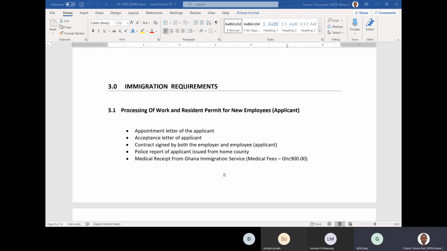What are the conditions for registration? I'm trying to look for where. Registration requirements.